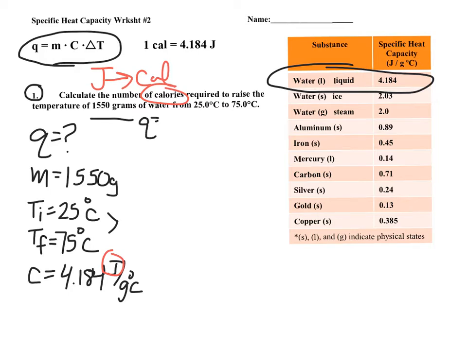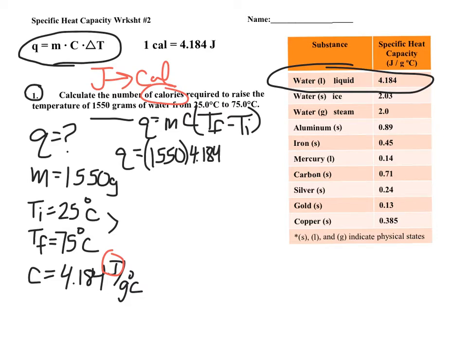We know that Q equals, or my heat equals mass times my specific heat times my change in temperature. Don't forget, change in temperature is always the final temperature minus the initial temperature. So my Q is going to be equal to the mass, 1550. I know that my C value, my specific heat, is 4.184. Just keep in mind that that has joules in it, so my answer will eventually be in joules. And my change in temperature, my final temp is 75, my initial temperature is 25.